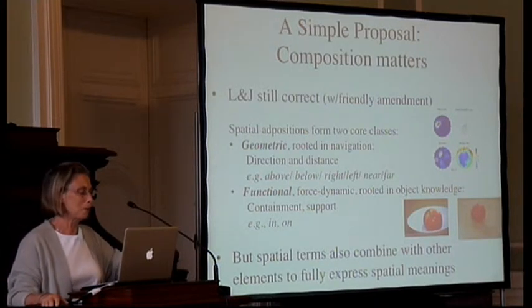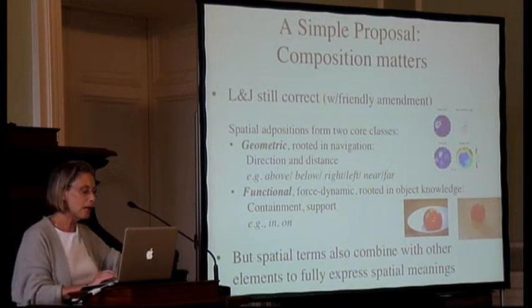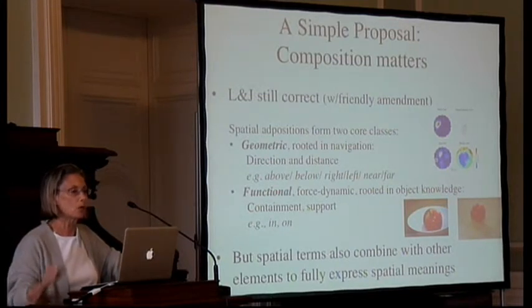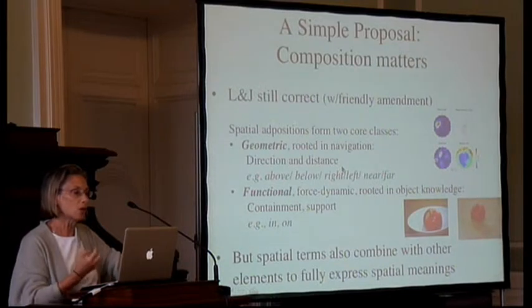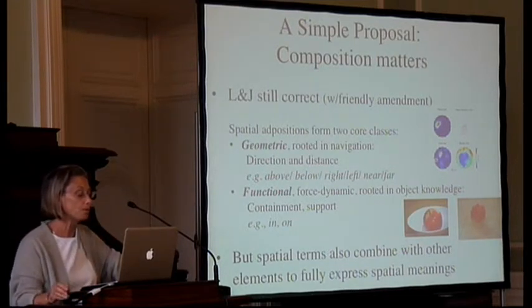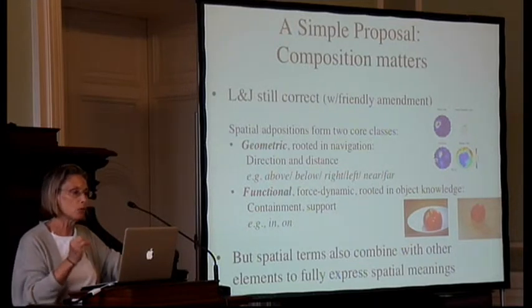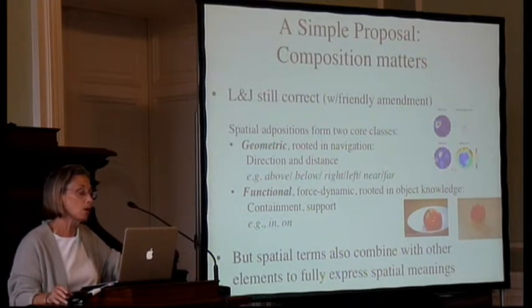I'm going to say that the view that Ray and I put forward in 1993 is still basically correct, but I am making a friendly amendment. Whereas we said that there was mostly geometry and that there was other stuff that was functional, I now think that spatial adpositions actually form two core classes. One, the geometric, I want to say is rooted in the navigational system, mainly because the core concepts here are about distance and direction, those things that we really need to navigate to find things. But there's another really important core class, and those are functional relationships. These are, interestingly enough, not what has been called topological in the past. We talked about that a little bit in the previous session, but rather they're force dynamic and they're rooted in object knowledge. They're rooted in knowing what objects do to each other, how they interact, and so forth. So I'm going to use the example there of containment and support.